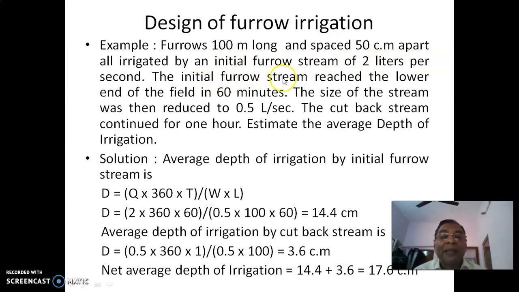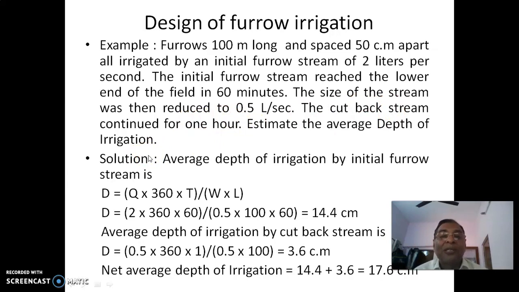Then the initial furrow stream reached the lower end of the field in 60 minutes. Then the size of the stream was reduced to 0.5 liters per second. The cutback stream, when it is reduced, is called a cutback stream. It is continued for 1 hour. So estimate the average depth of irrigation.